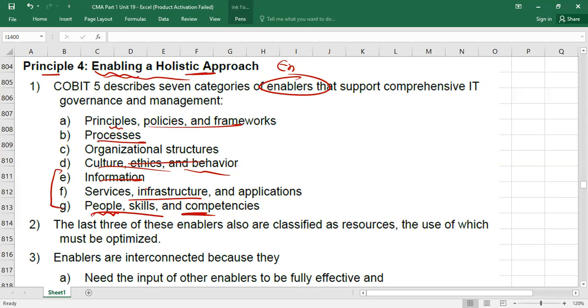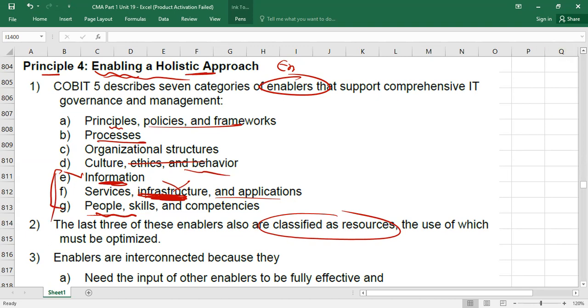The last 3 things are information, infrastructure, and applications. Infrastructure means hardware and software both, right? People. So these information, infrastructures, and people, these 3 things are classified as resources. Do you remember? In the first step, we studied optimization, optimal use of resources. These resources you have to utilize in the best way. Understood, guys? So this is called what? Enabling a holistic approach. So these are called resources.